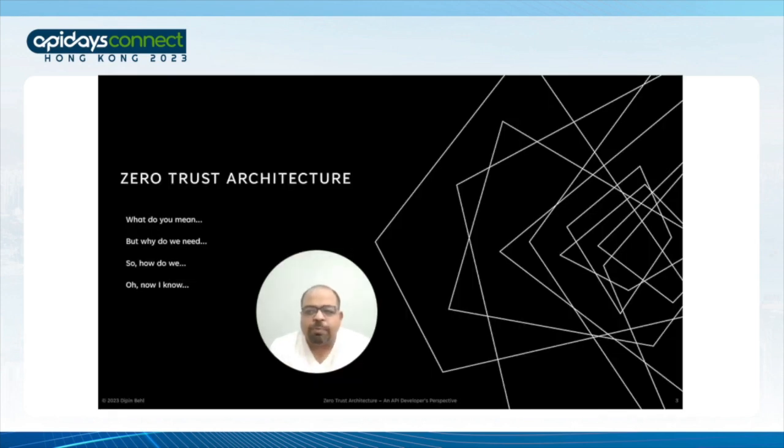Today, we're going to begin by asking ourselves what exactly zero trust is and what this fuss is all about. Then we will ponder why we actually need it, and then most importantly, how we implement the zero trust architecture in our API infrastructure, no matter if you're a small scale, a mid scale, or a huge scale enterprise. Finally, I would like to end with, so now I know I'm a bit wiser about the zero trust architecture.